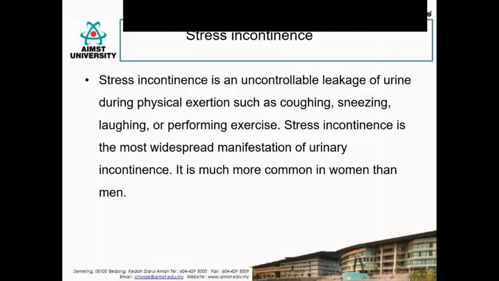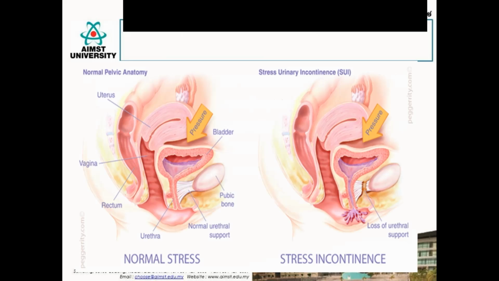Okay, so among all these, we will be concentrating more on stress incontinence. Stress incontinence is nothing but uncontrolled leakage of urine during physical exertion, such as coughing, sneezing, laughing, or performing exercise. If there is any increase in the intra-abdominal pressure, they will not be able to control the urine, and they will have incontinence. This is majorly because of weakness of the pelvic floor muscle, and it is more common in women compared to men.